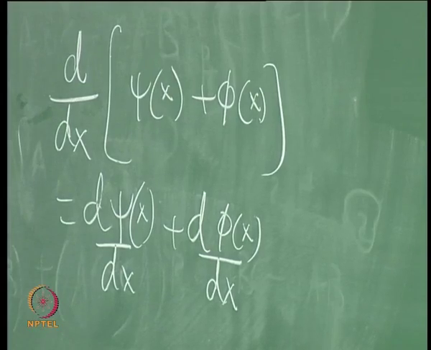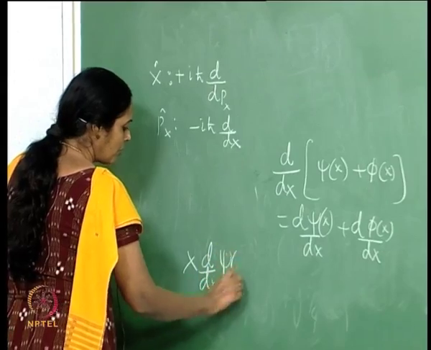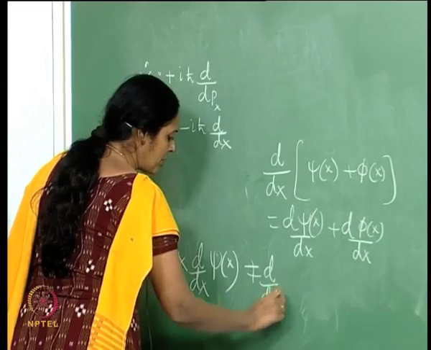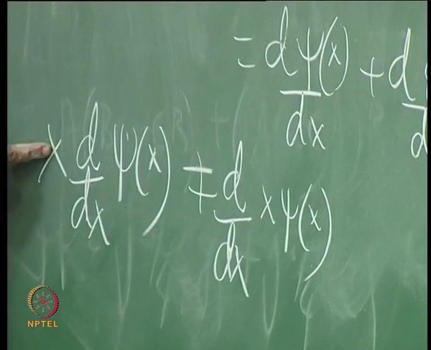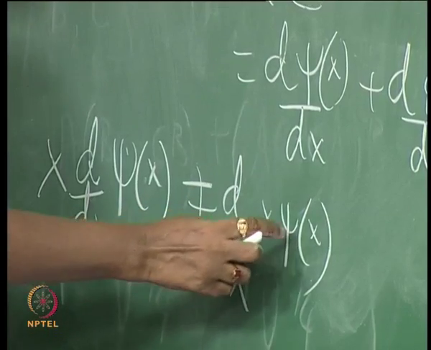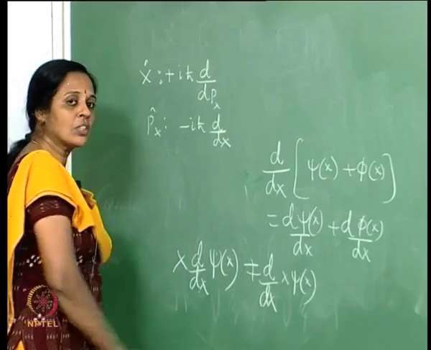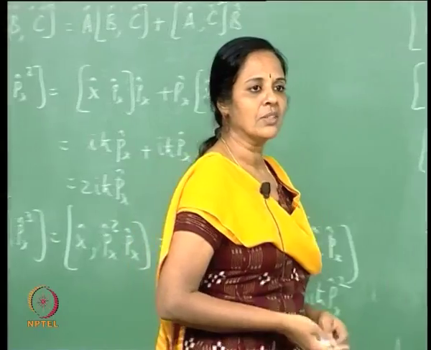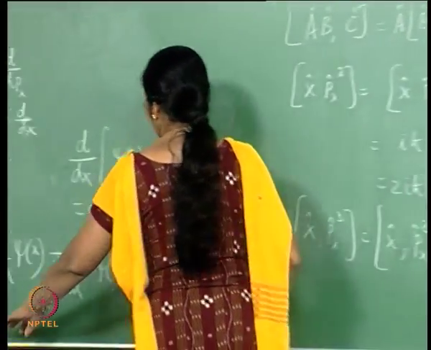It is equally clear that the action of x d by dx on a function psi of x is not at all the same as the action of d by dx x on psi of x, because this is simply x d psi by dx, whereas that gives me psi of x plus x d psi by dx. So these do not commute with each other in terms of operations. X d by dx does not work the same way as d by dx of x.